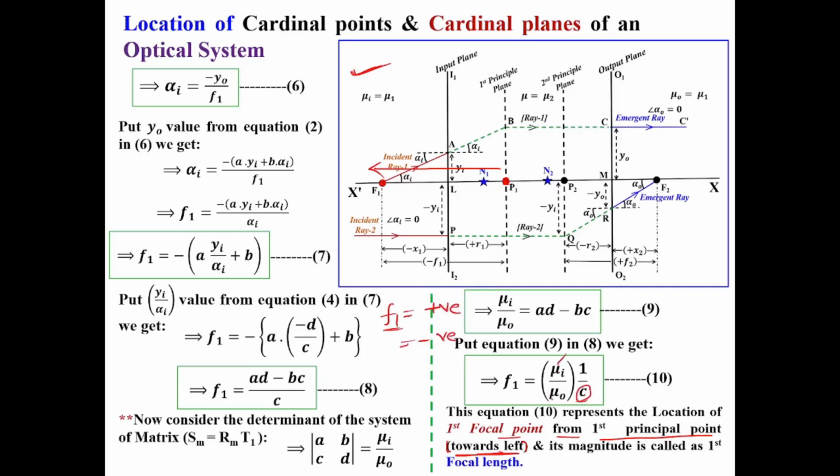See, mu I and mu O are the refractive indices, both are positive values, but C may be positive, may be negative. So F1 may be positive, may be negative. If a positive value comes for an arbitrary optical system, then we have to take it towards the right of the principal point. If a negative value comes, then we have to take it towards the left of this principal point P1. Okay, so just keep these things in your mind. Now we are going to move to our next slide.